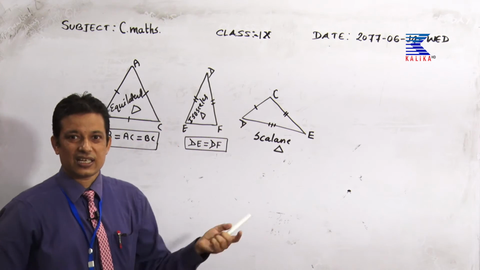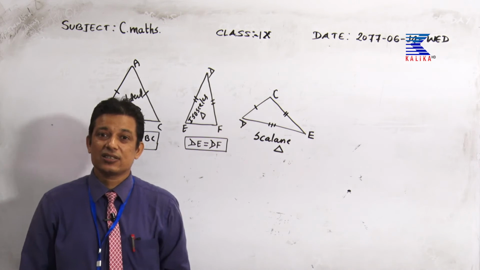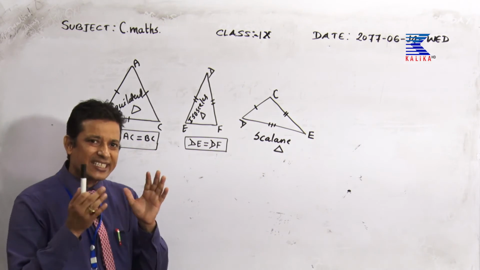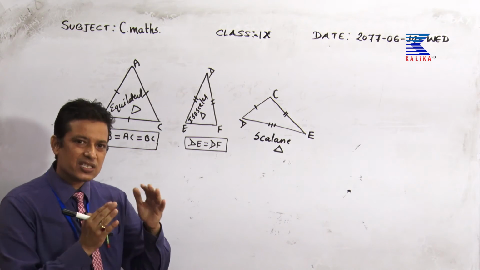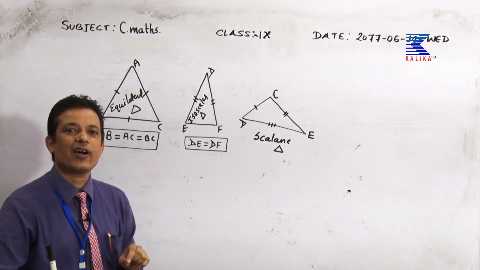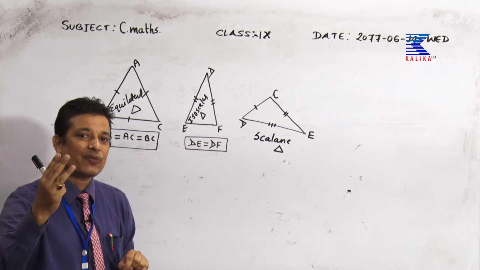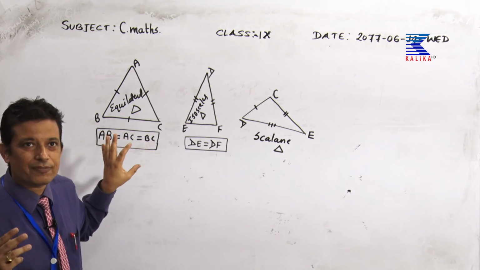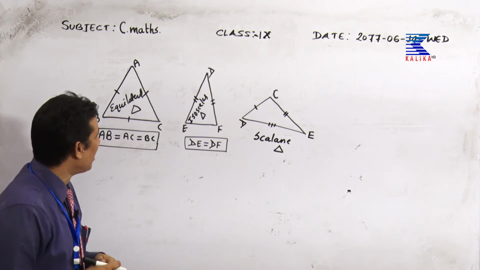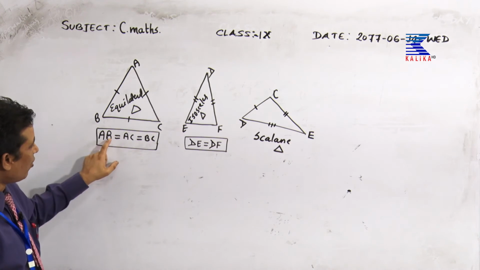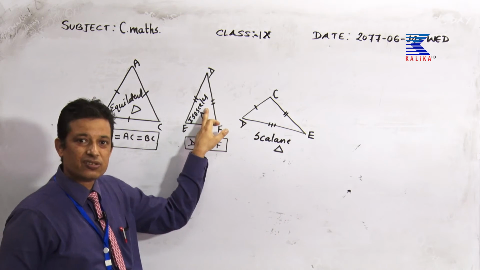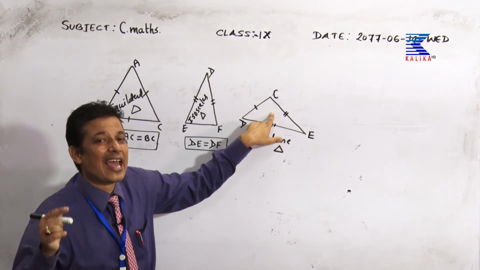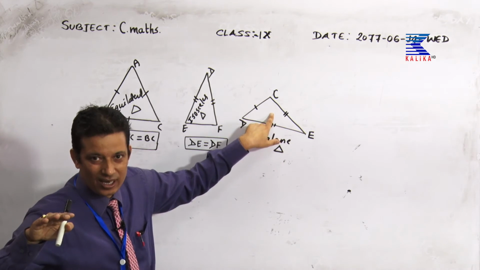So, these are the types of triangles on the basis of sides. When we study a triangle on the basis of sides, we can classify a triangle into 3 different types. They are equilateral triangle having all sides equal, isosceles triangle having 2 sides equal, and scalene triangle having no sides equal. Okay.